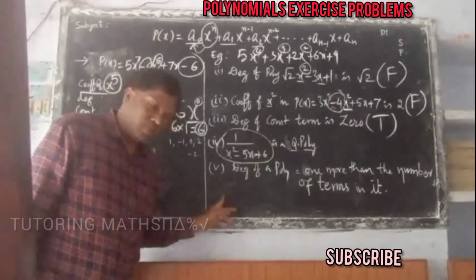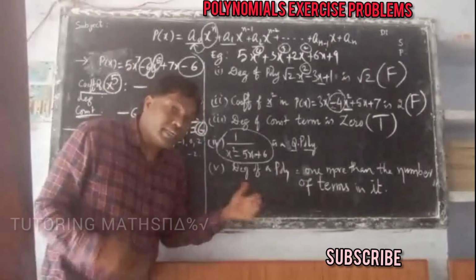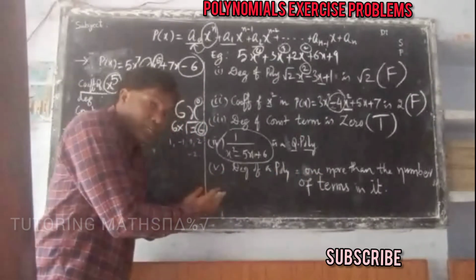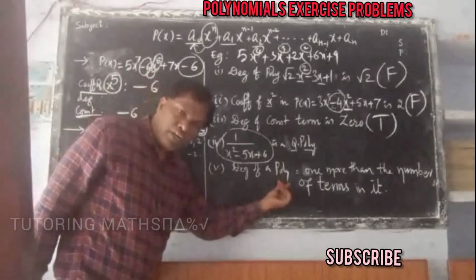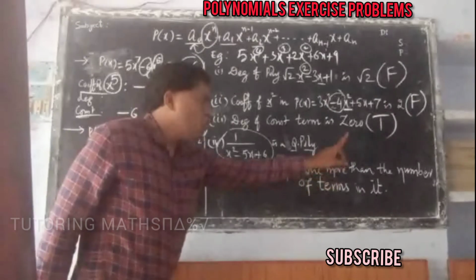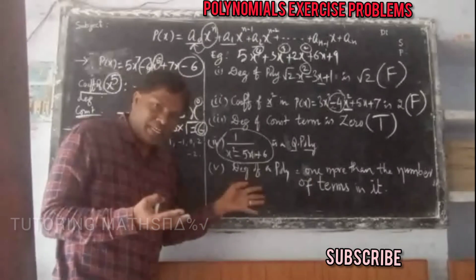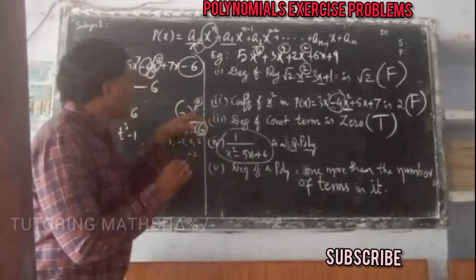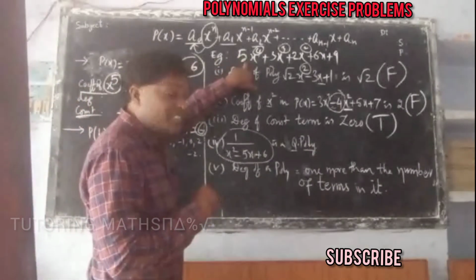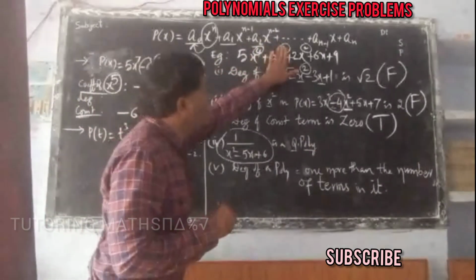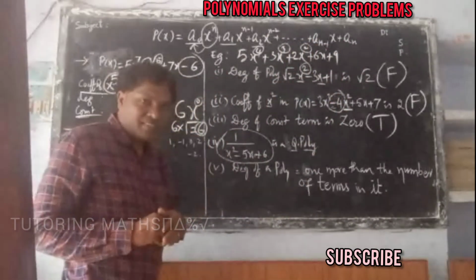And coming to the next one. Degree of a polynomial is, what is the degree of polynomial? They have given the definition actually. Is it right or not? Let us see. Degree of a polynomial is one term more than the number of terms in it. It means, for example, this is a polynomial. How many terms I have taken? See, 1, 2, 3, 4, 5. There are 5 terms, isn't it?